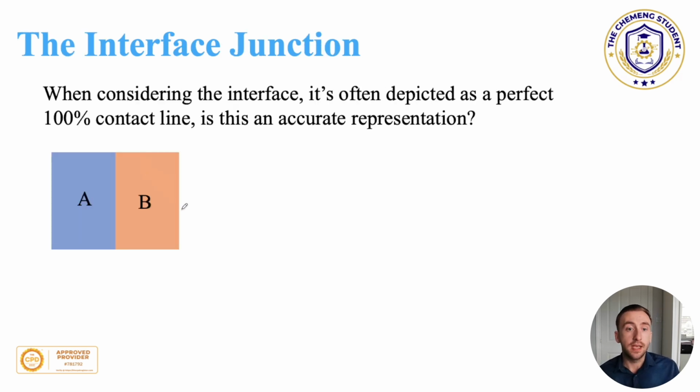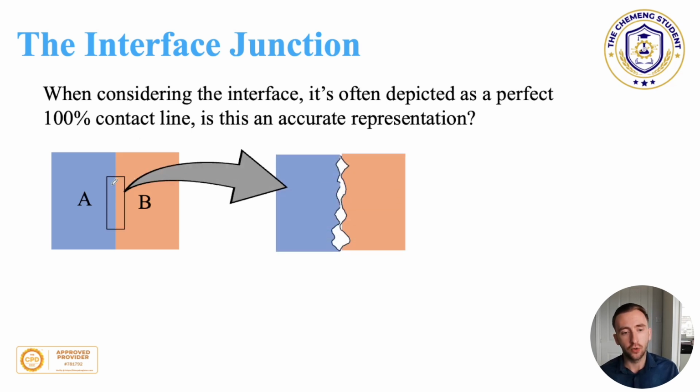Now if we look at the interface junction in a bit more detail, when we depict this case, we often assume that the contact between A and B is perfect. It's so smooth that it is 100% solid to solid contact. But is this a real accurate representation? Well, in actual fact, it's not.